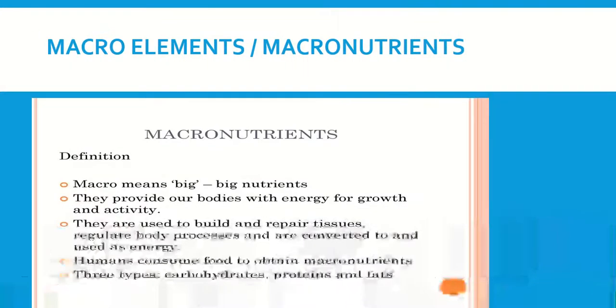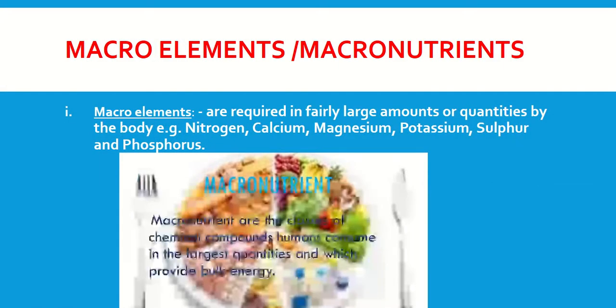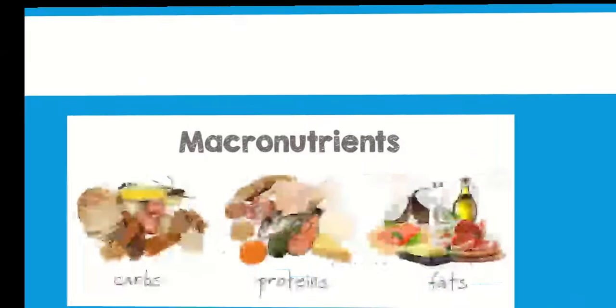Now, macro elements. Macro means big or large. Macronutrients provide our bodies with energy for growth and activity. They are used to build and repair tissues and also to regulate the body processes. Macronutrients are required in large amounts or quantities by the body, which provide bulk energy.